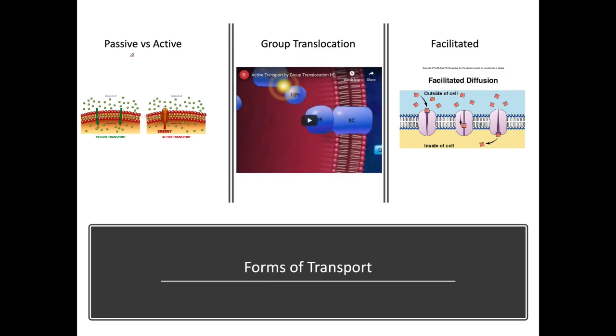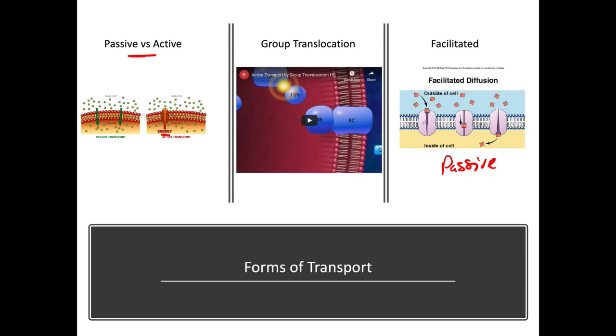So here are some examples. This is passive transport versus active transport. Passive, I'm moving with my concentration gradient. Active, I'm moving against it using energy. Over here is facilitated diffusion. This is also a form of passive transport. In facilitated diffusion, I have all of these molecules outside, and my molecule will bind to a transport protein. Now, this is like a channel.